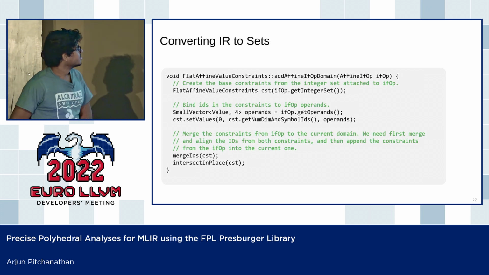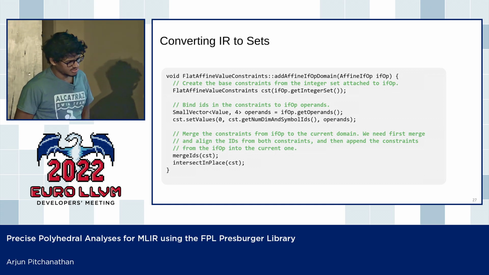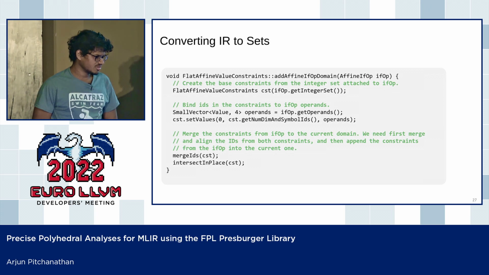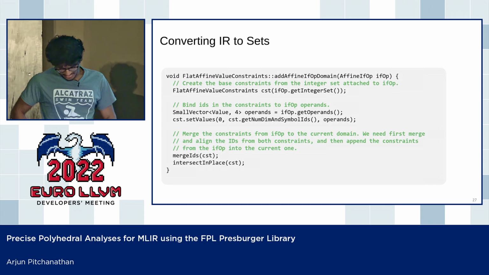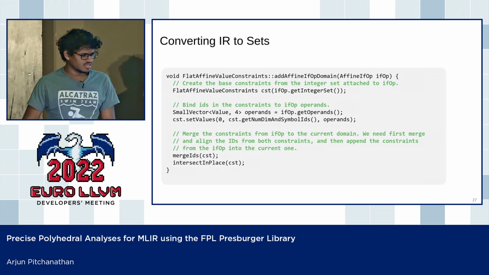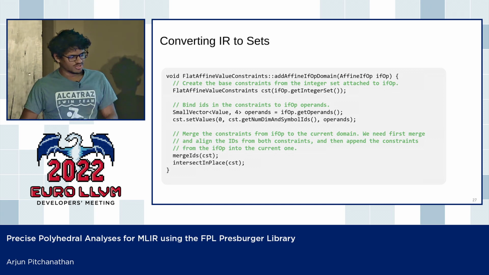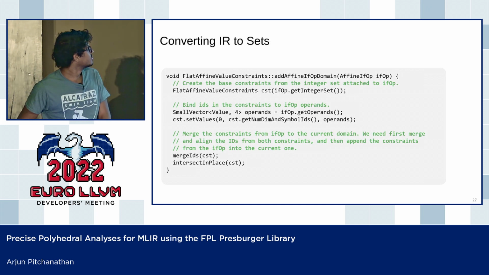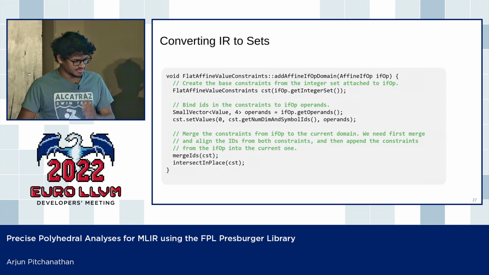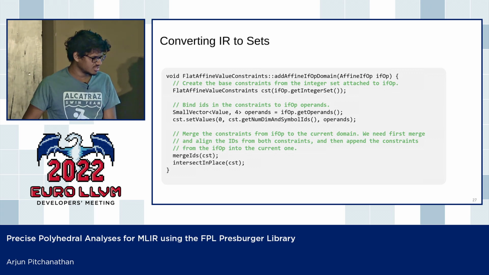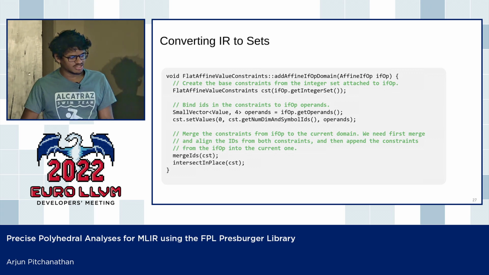Constructing an integer polyhedron from the if op is pretty easy. There's a constructor for it. I know it says flat affine value constraints here. That's the current implementation upstream, but eventually we hope to provide a uniform interface where you would just use integer polyhedron maybe. But never mind those details. You can just construct the mathematical object from the IR integer set.